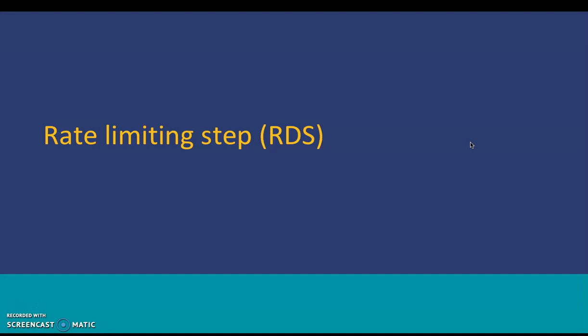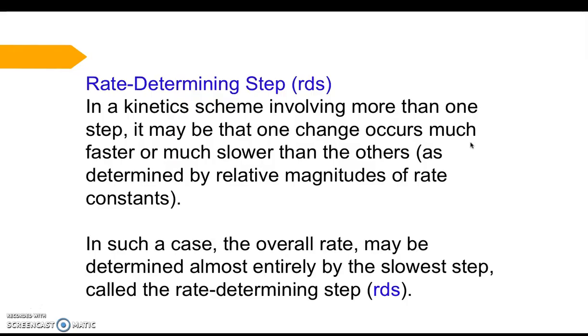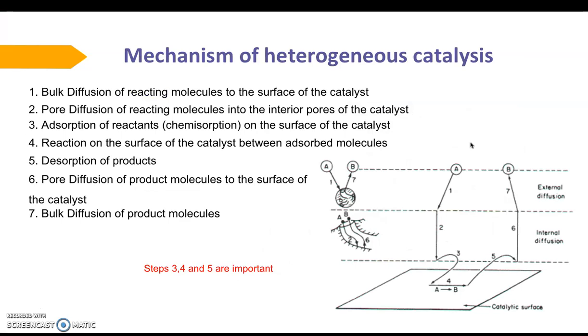Okay, now we go to the rate limiting step, also known as the rate determining step, RDS. So what is the rate determining step? In a kinetic scheme involving more than one step, like those 7 steps just now, it may be that one change occurs much faster or much slower than the others, as determined by the relative magnitude of the rate constants. In such a case, the overall rate may be determined almost entirely by the slower step, called the rate determining step. So let me go back to the previous slide. Remember these 7 steps.